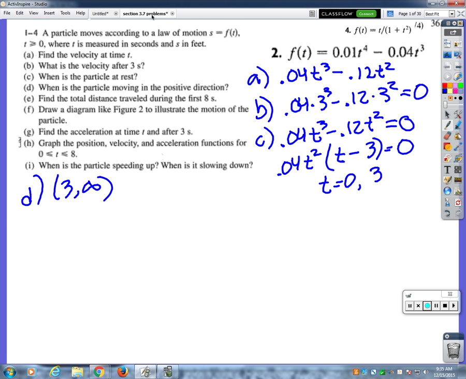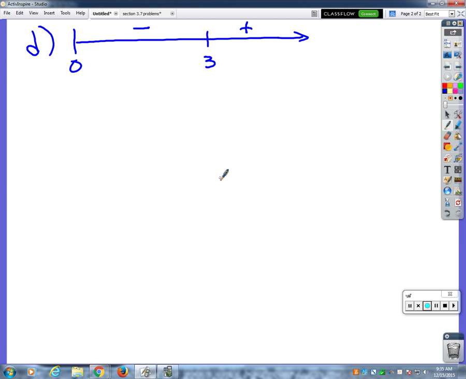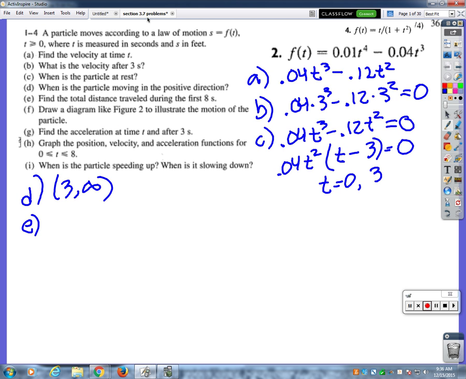Okay, find the total distance traveled during the first 8 seconds. So this is the first difficult question. To think about the path of the particle: from 0 to 3 it's moving to the left, and then from 3 to 8.